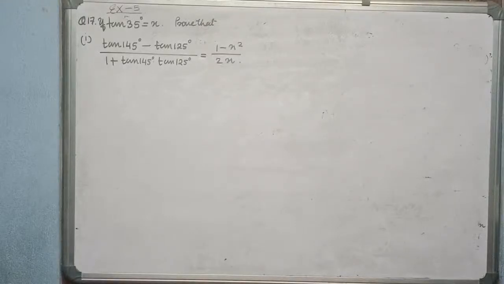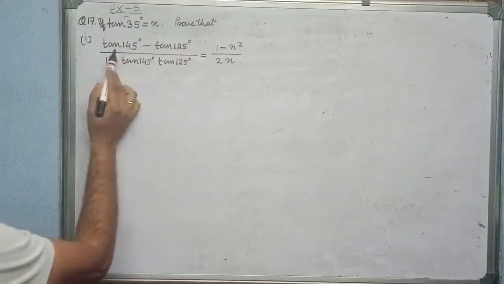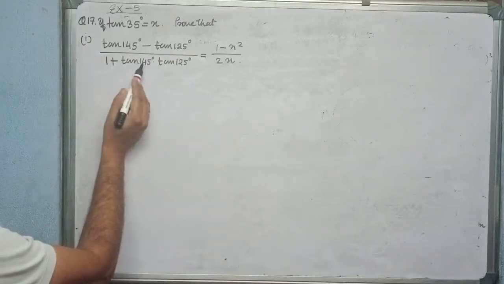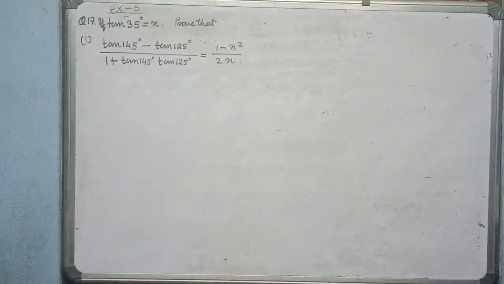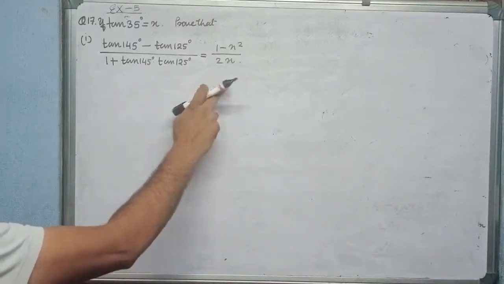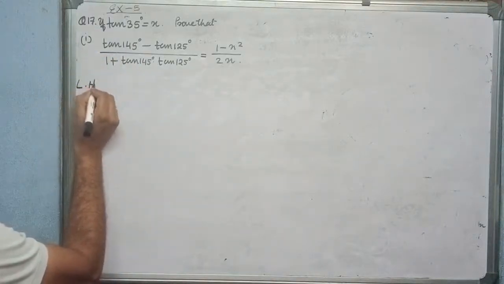Dear students of class 11, today also I'll continue with trigonometry, exercise 5. Now sir, over here, if tan 135 degree equals x, prove that (tan 145 degree minus tan 125 degree) over (1 plus tan 145 tan 125 degree) equals (1 minus x squared) over 2x. I'll do this question. One more question is there, part 2, that is homework. You can try that particular question.